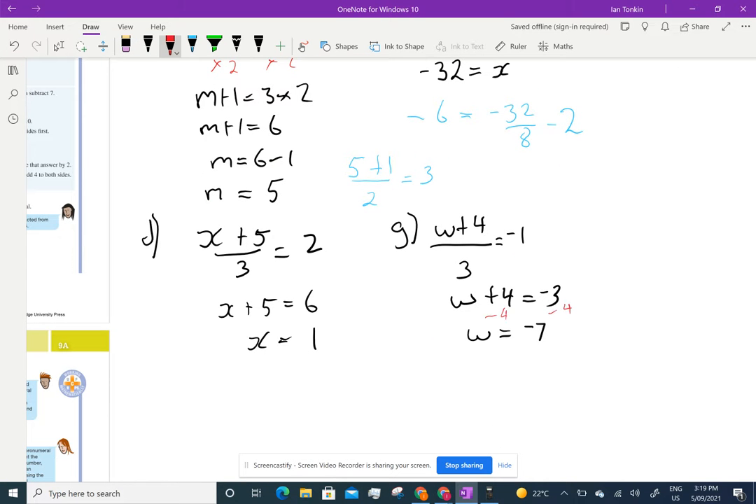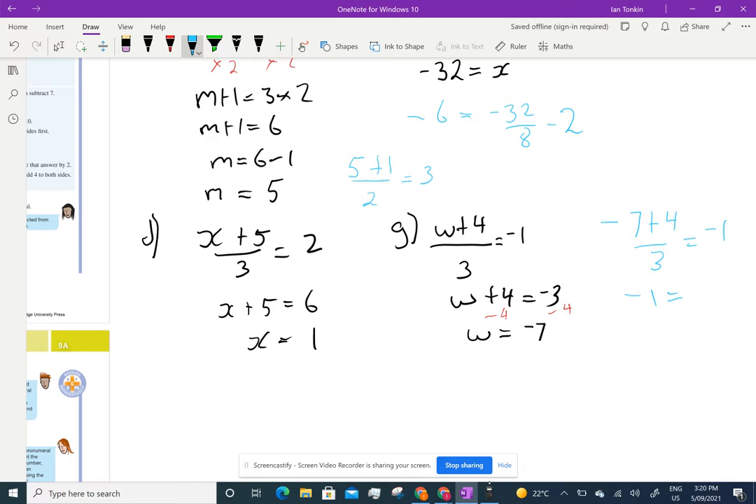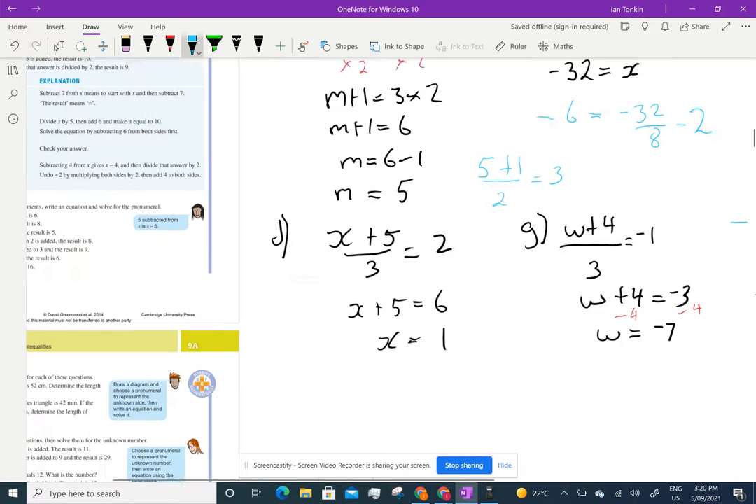If you go minus 3 minus 4, let's check this one because it looks a bit dangerous. Negative 7 plus 4 over 3, does it equal negative 1? Well, let's use our calculator. We'll just go backwards. Does negative 7 plus 4 over 3, what does that equal? Negative 1. We're okay. So yes, negative 1 does equal negative 1. We're right.